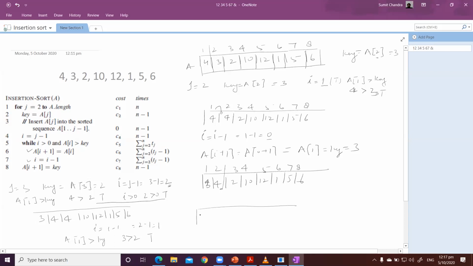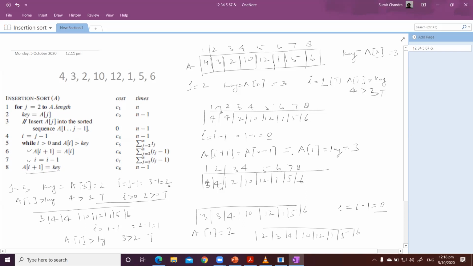So what we'll have here? 3, 3, 4, 10, 12, 1, 5, 6. Now i = i - 1 again, it becomes 0. As soon as it becomes 0, we'll come out of the loop and a[i+1] will be key. a[i+1] means a[1] will be equal to 2. So now we will have 2, 3, 4, 10, 12, 1, 5, 6.